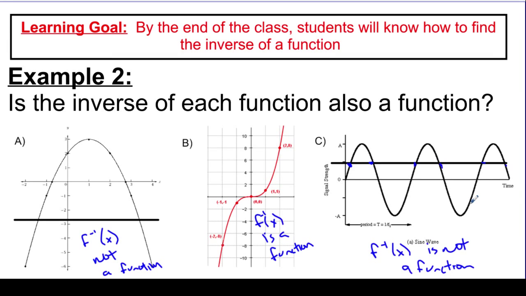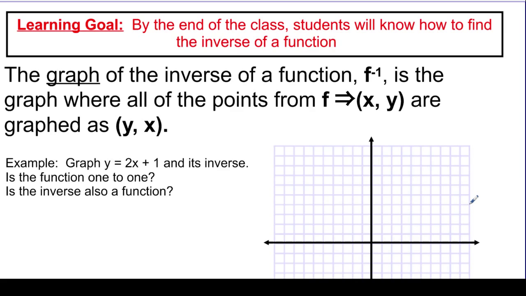Okay, here's the other part. If I ask you to graph the inverse of a function, we don't have to do the algebra: switch x and y, resolve it, get a new function, and then graph the new one. Instead, we can just switch all of the points. Watch what happens here. In the words up top, the graph of the inverse is all of the points from f that I wrote as x, y, where you just switch the x and the y for every point.